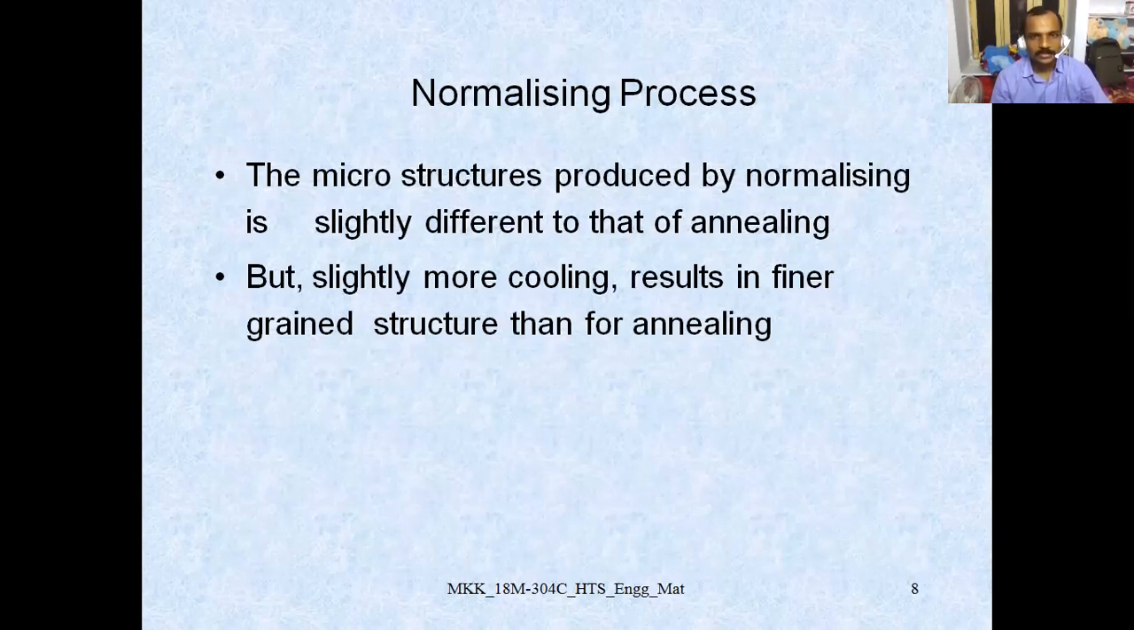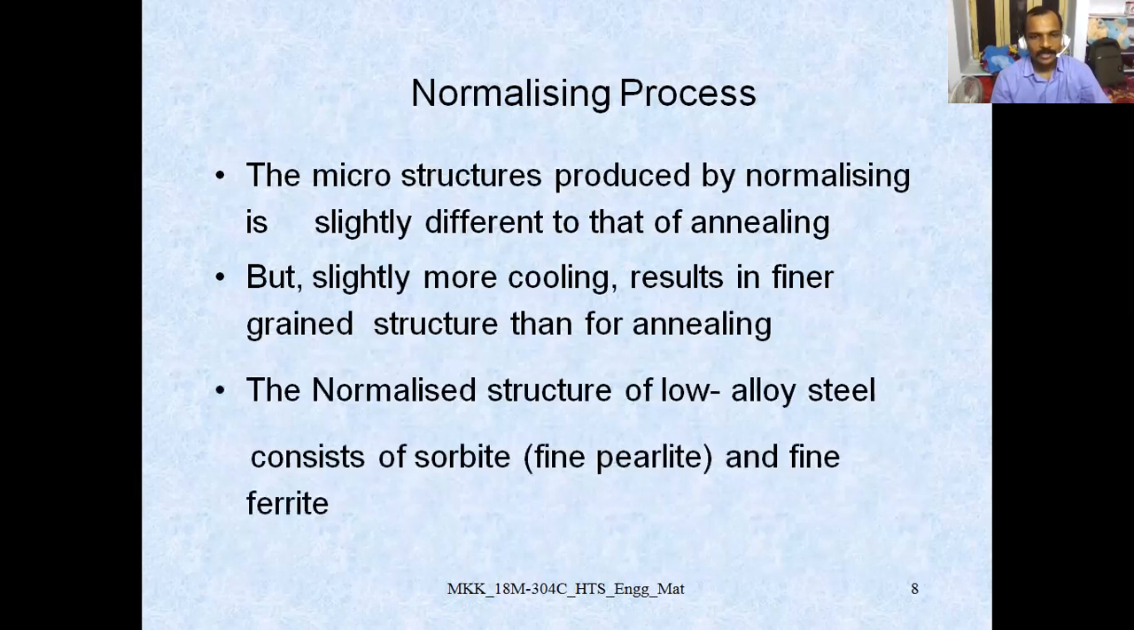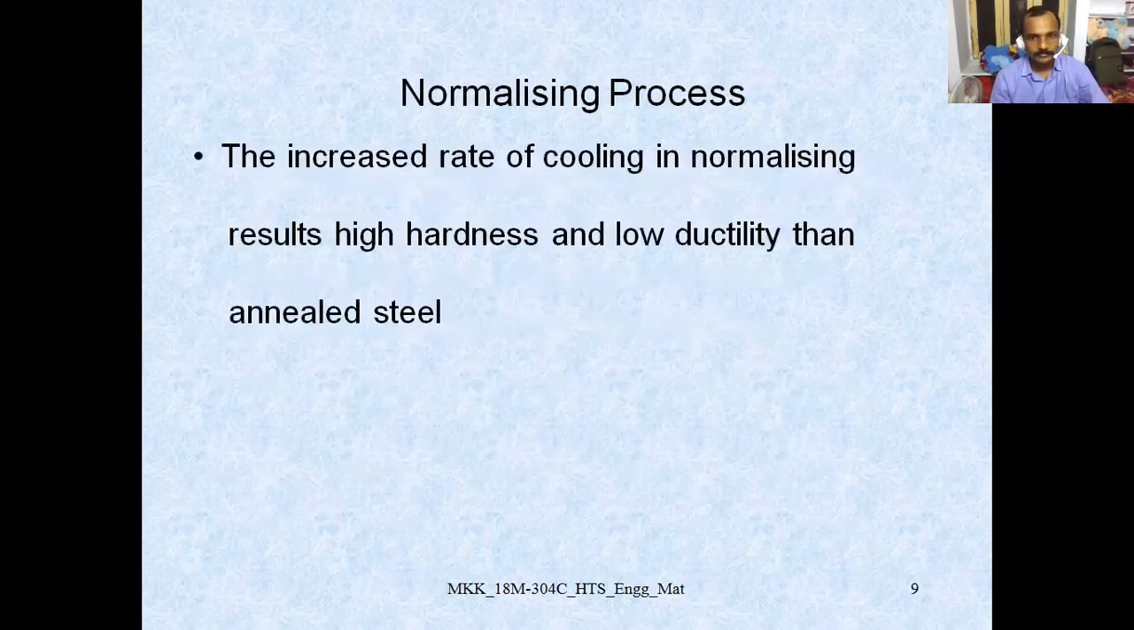The normalized steel is slightly coarse compared with the annealed steel. But if you cool faster and faster, then it results in a finer grain structure. Next, the normalized structure of low alloy steel consists of sorbite. Sorbite is fine pearlite, and the low alloy steel consists of sorbite and fine ferrite, nothing but fine pearlite and fine ferrite.